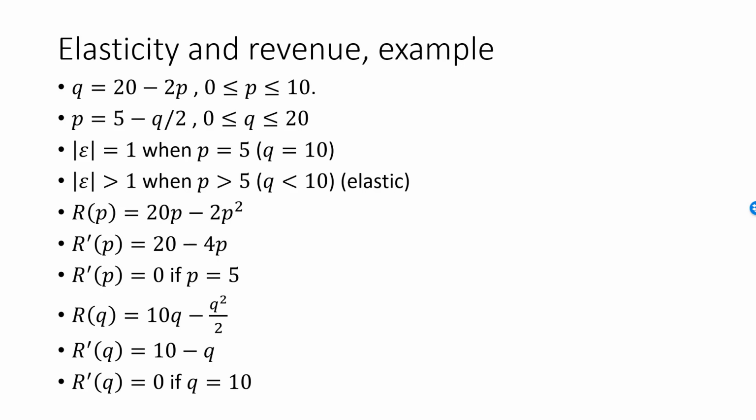The first order condition for a maximum is that the derivative is 0, and the derivative R'(q) is 0 when epsilon is equal to minus 1. And we know that epsilon is equal to minus 1 exactly at the middle of the demand curve.